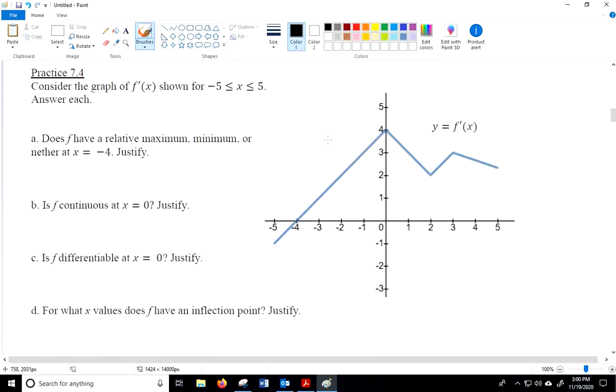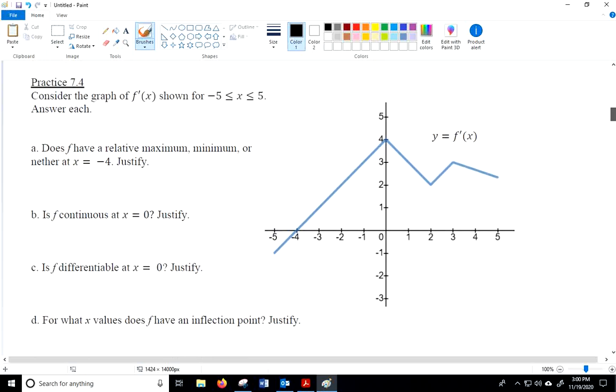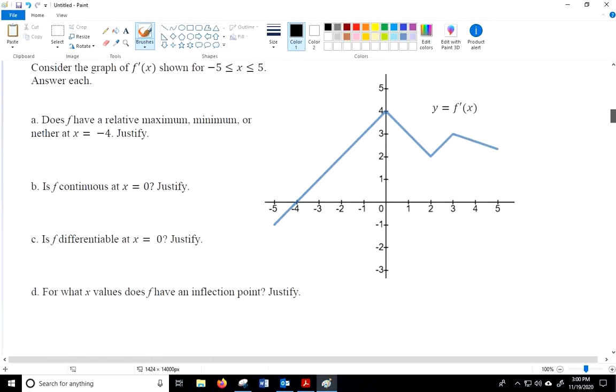All right, so on 7.4 you have A, B, C, D, and then E right here. On what intervals is f decreasing? So try and answer all of those if you can. All right, let's see how we did.